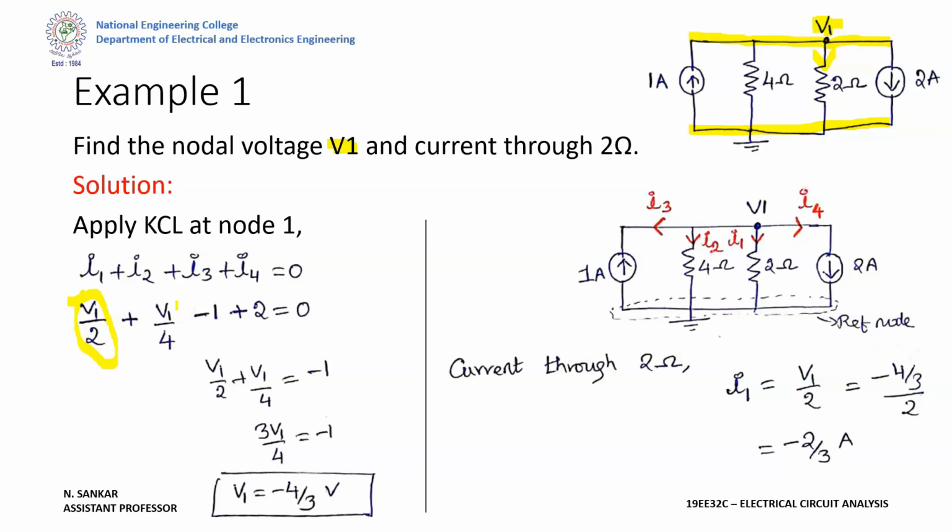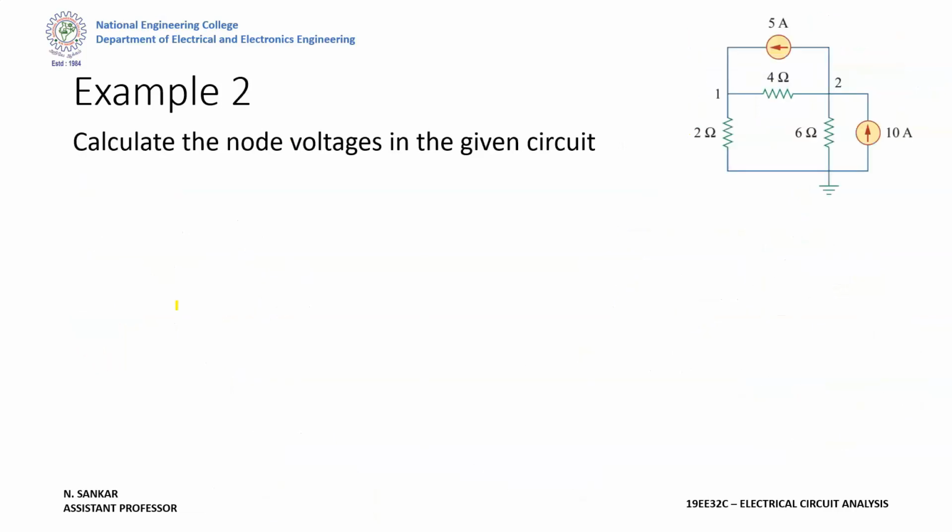So this is the takeaway from the example. First, find the number of nodes. In that, separate the non-reference nodes and the reference node, and then give current directions for the branches at each node. Then apply KCL, replace the currents in terms of nodal voltage, solve the equation and find the voltage. So that's all. Okay, so now we can go for the next sum.